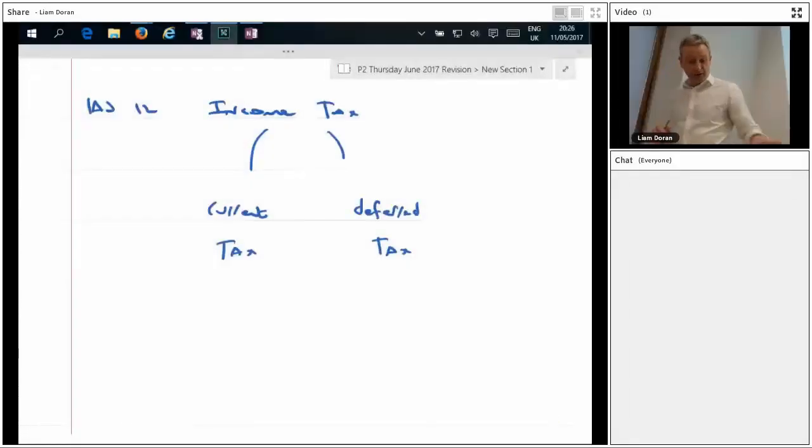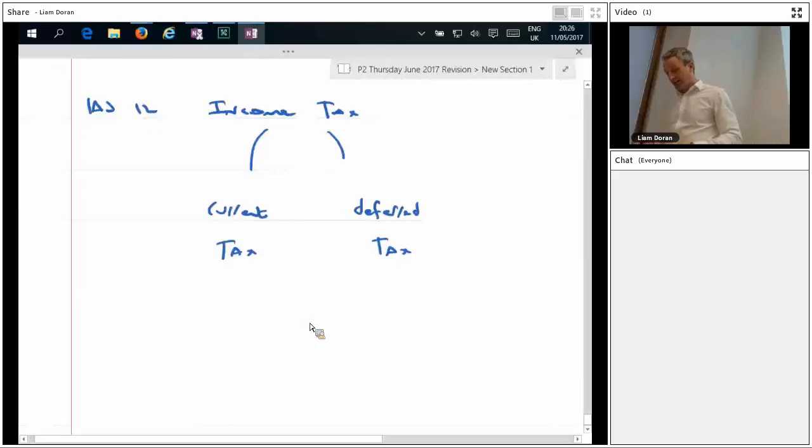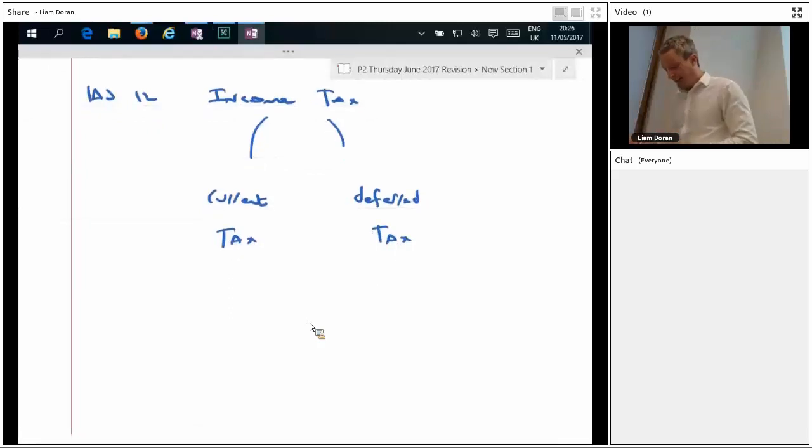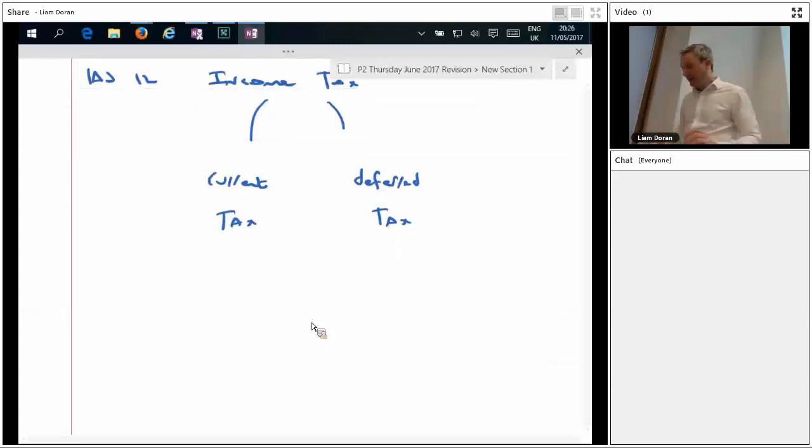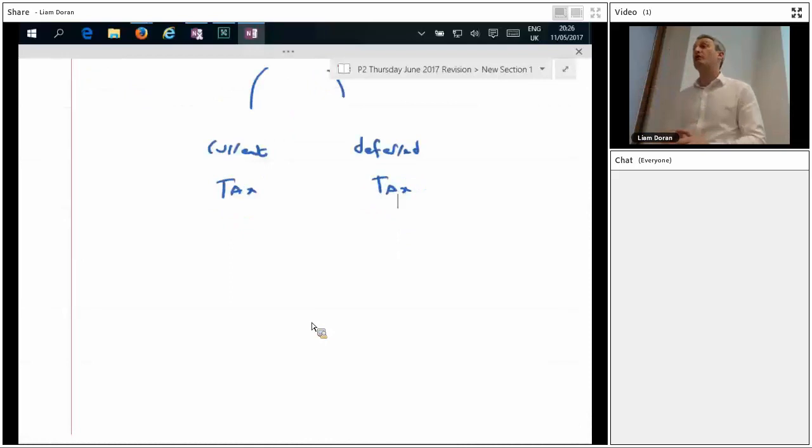Okay guys, the next one we're going to have a look at is IAS 12, and it deals with income tax. Now, when you're dealing with taxes, you need to remember that there's two types of tax. You've got current tax, and then separately you've got deferred tax. Current tax is simply the tax that's due on the current year's profit.